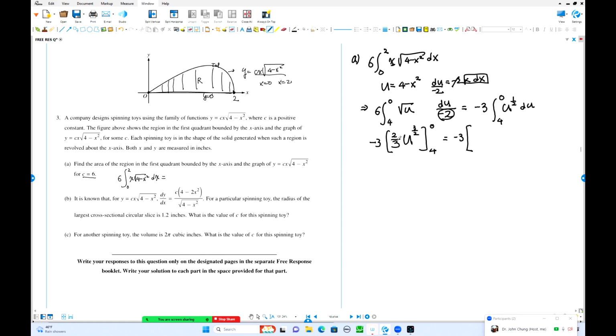So negative 3 over here. When u equals 0, that is 2 over 3 times u to the 3/2, which is nothing, 0. Minus 2 over 3 times u to the 3/2 where u is 4. 4 is 2 squared, raised to the 3/2. So negative 3 times negative 2 over 3 times 2 squared to the 3/2: the 2 is cancelled out, 2 cubed is 8. Negative 3 times negative 2 is a positive 6, or you can cancel out the negative 3s. So 2 times 8 is 16.